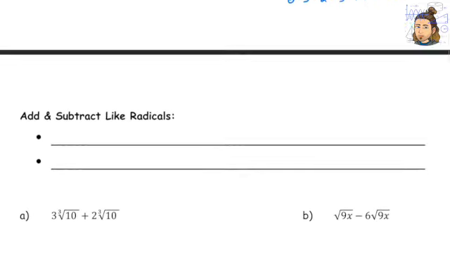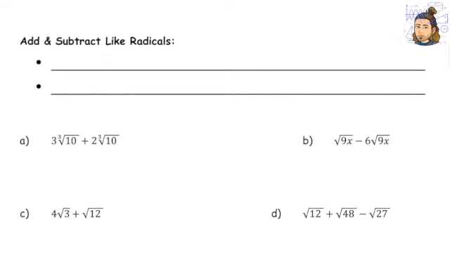All right, we're going to go ahead and continue by adding and subtracting like radicals. The first thing that we need to realize is that we must have the same index, and we also need the same radicand, meaning the number inside the radical. So the radical needs to be identical, but the coefficients do not matter.